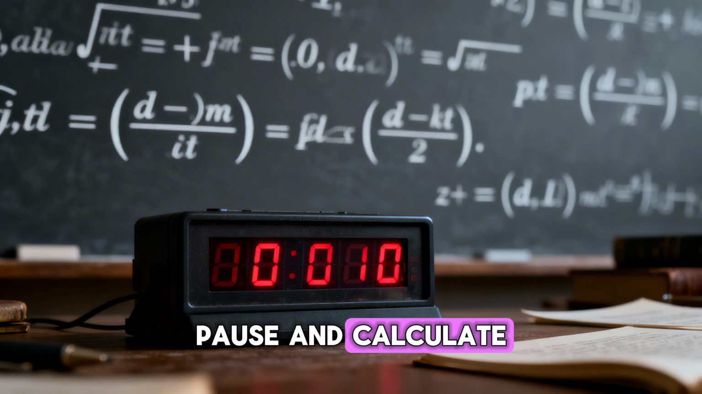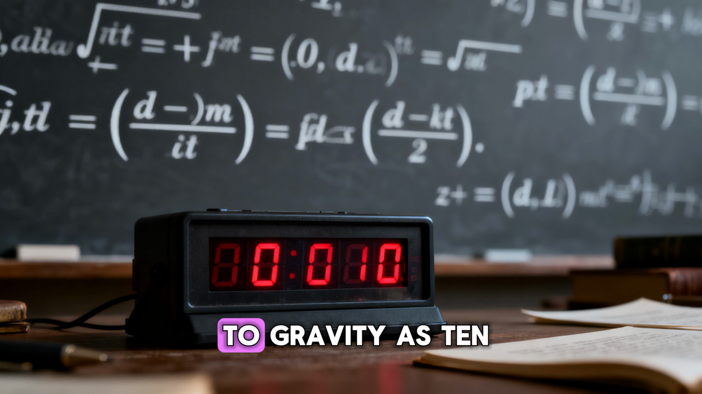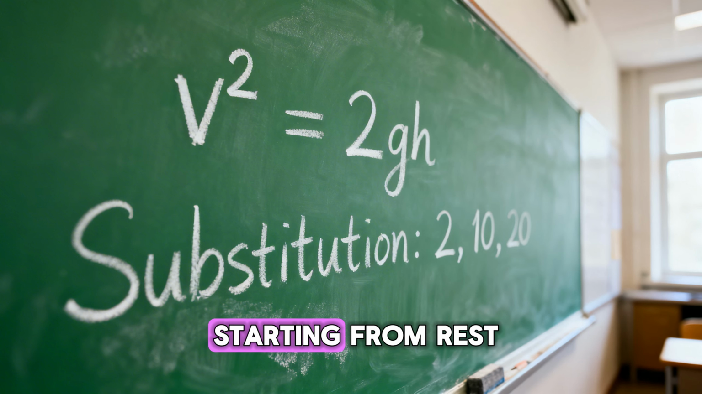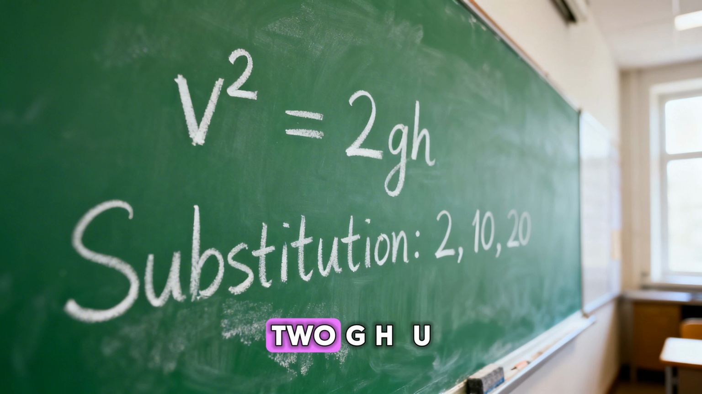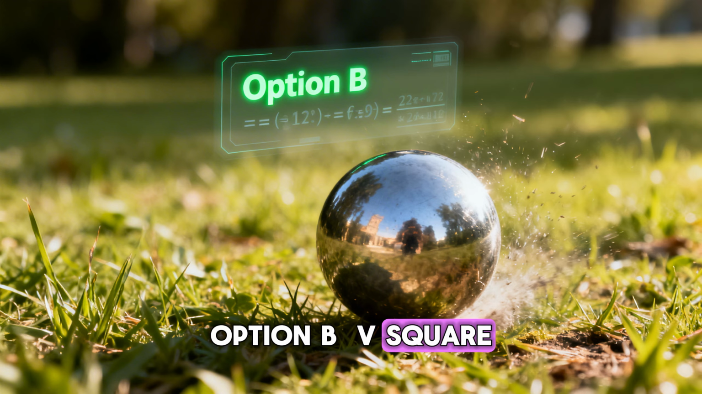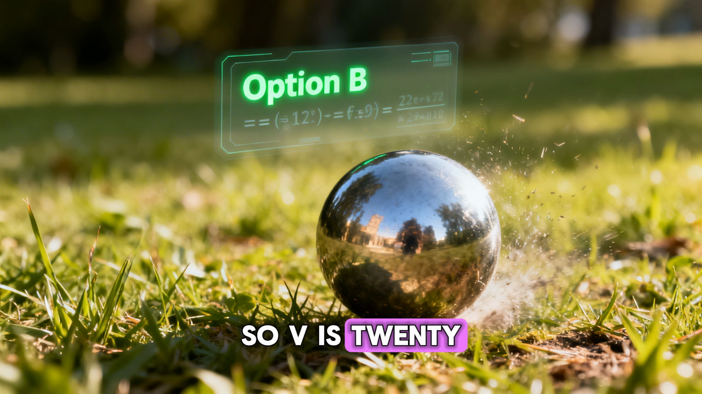Pause and calculate. Use the acceleration due to gravity as 10 meters per second squared. Hint. For free fall starting from rest, use v square equals 2gh. U is 0 here. The final velocity is 20 meters per second. Option B. V square equals 400, so v is 20.